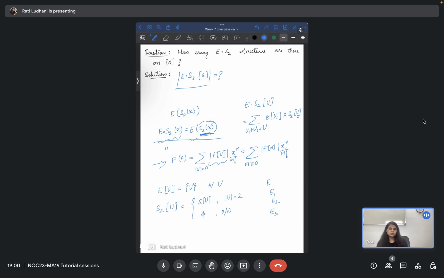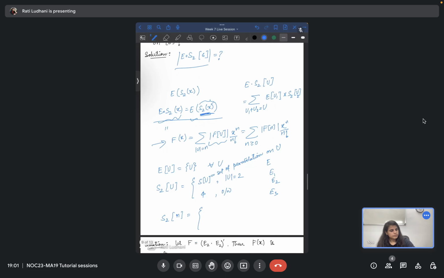So there is no structure when the cardinality of U is not equal to 2, there is no structure. Otherwise the structure is S_U, and S_U is the set of permutations on U. Okay, so you consider all the set of permutations on U. So for example, if you want to write n, you'll get the set of permutations.